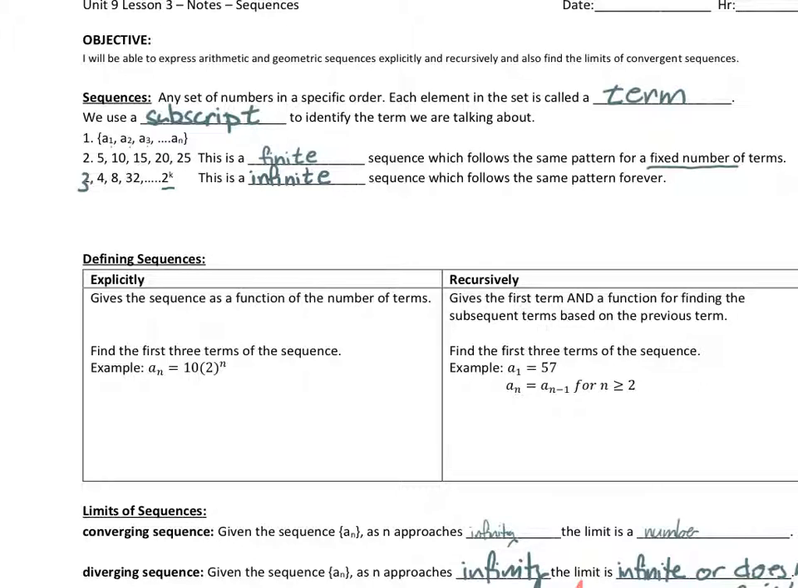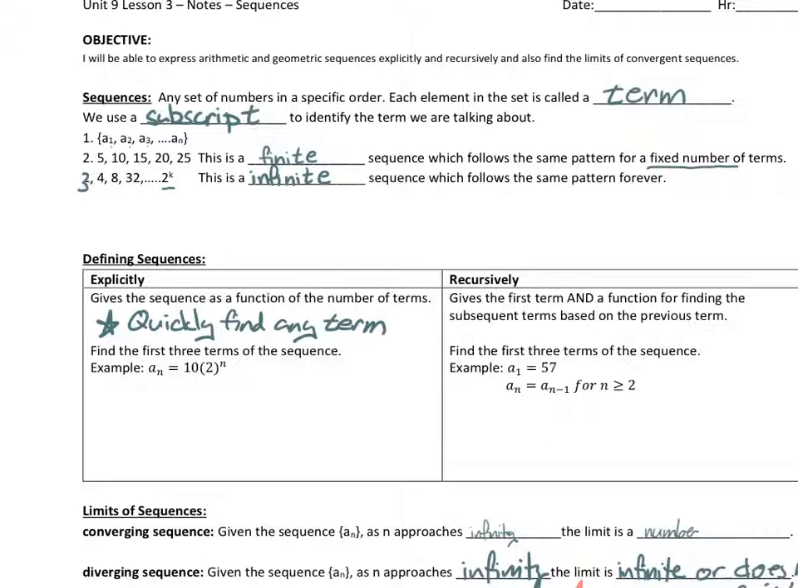So now let's talk about defining sequences. So there's two ways you can define a sequence. You can define it explicitly and recursively. When you define it explicitly, this gives the sequence as a function of the number of terms. Okay, the benefit of this one is you can quickly find any term. If you know the term number, so which term you're looking for, like the 12th term, the 100th term, you can just plug that number in for n and find out what that term would be.